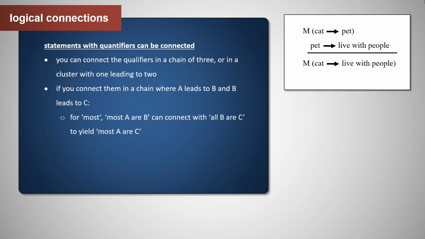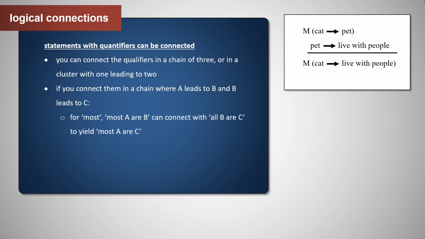Likewise, for most A or B can connect with all A or B, with all B or C to yield most A or C. So this is similar in the sense that you are just switching out the S, but it also changes because you can connect it, because your final conditional statement is actually most as well. So if most cats are pets and all pets live with people, then most cats live with people.